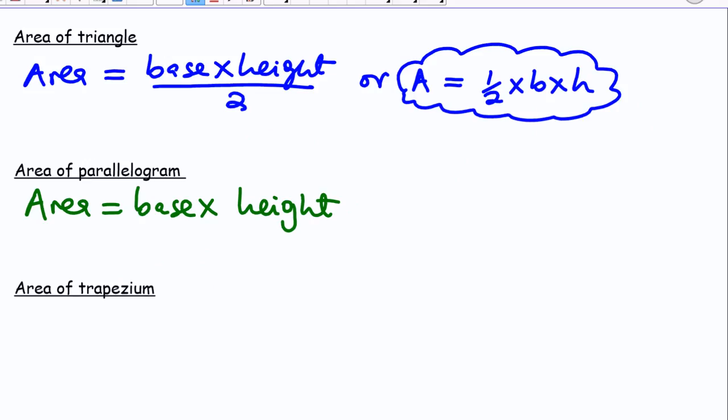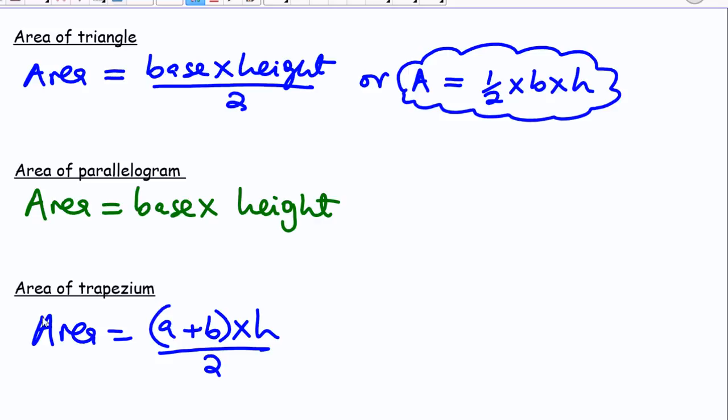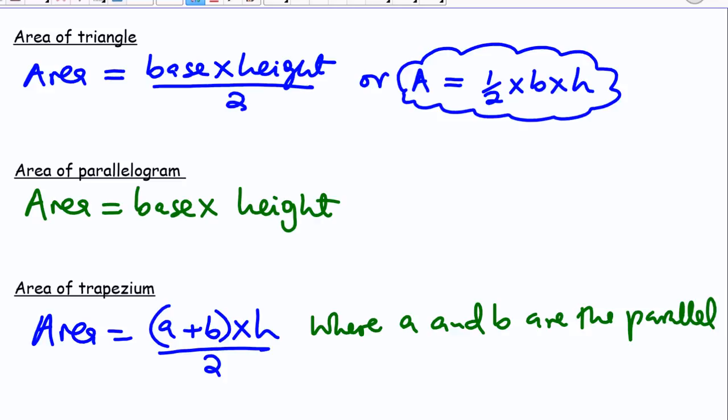That's why I'm dividing by 2. So what we'll do is we'll go back to our notebook and say that the area of a trapezium is equal to A plus B multiplied by height divided by 2, where A and B are the parallel sides, and H is the height of the trapezium.